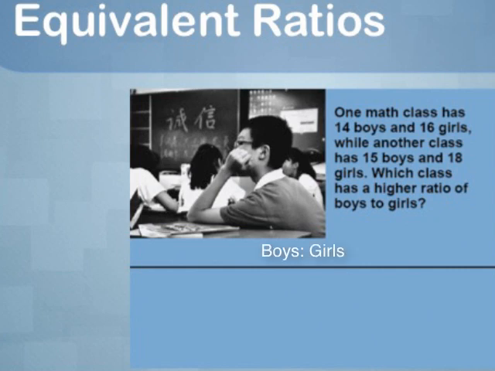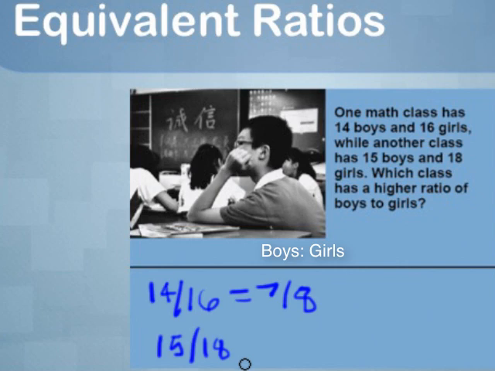Let's look at class 1. The ratio of boys to girls here is 14 to 16. But 14/16 as a fraction is not in simplest form. In simplest form, it's 7/8. Now let's look at class 2. The ratio here is 15 to 18. But 15/18 is not in simplest form either. In simplest form, it's 5/6.